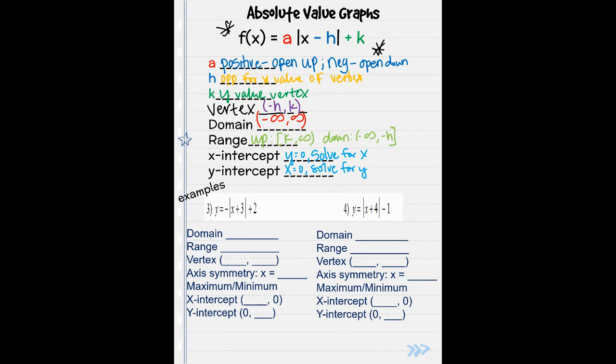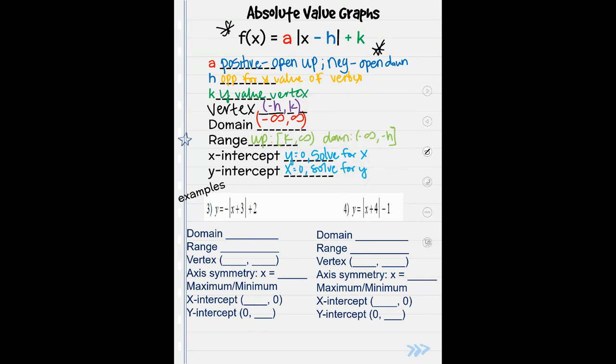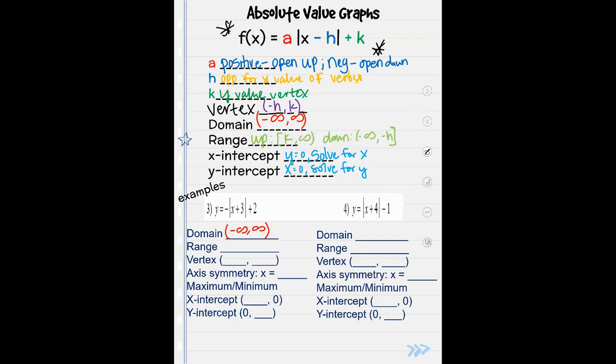Okay, let's see what all this means down here. What did we say our domain was? Negative infinity to infinity. Our range. Okay, let's take a step back. Is this one opening up or down? Remember, this is how we tell. I used the wrong color.